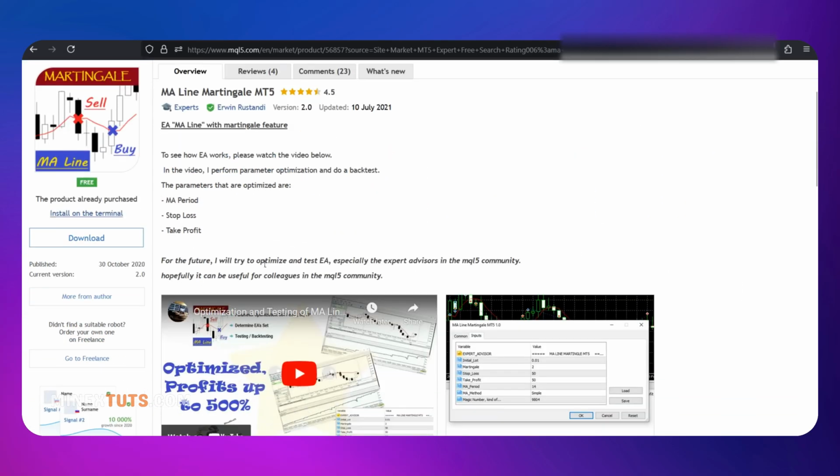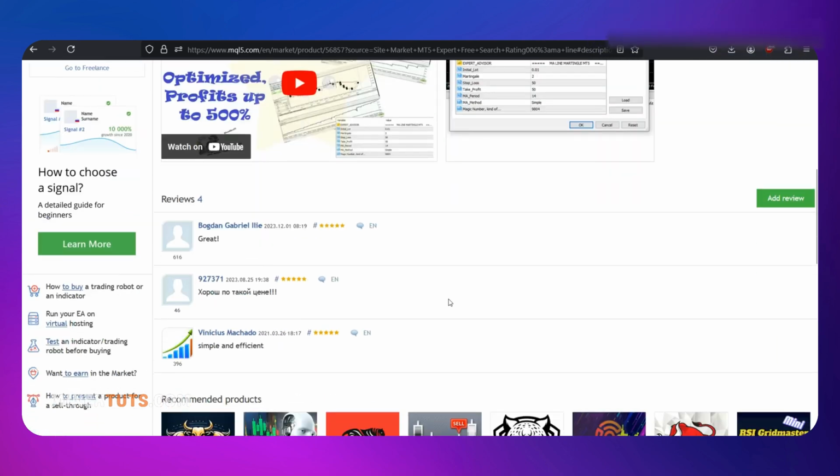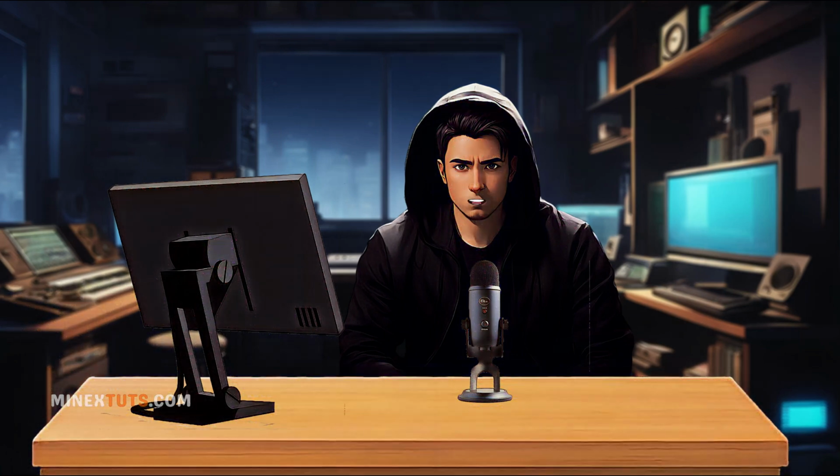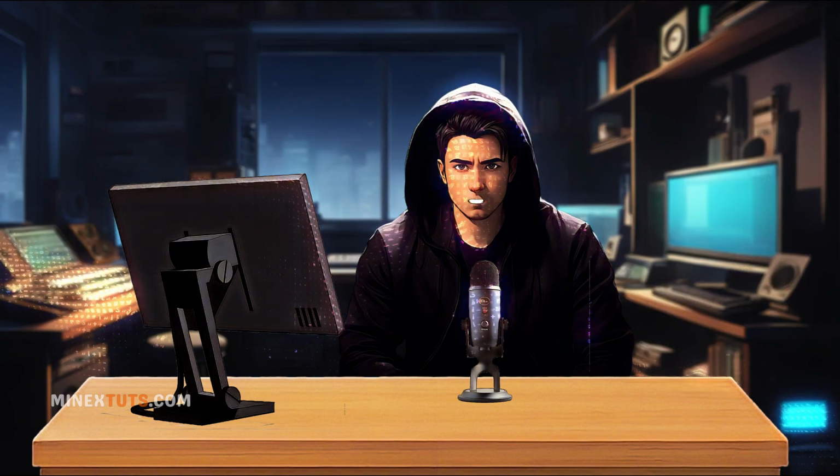Today's focus is on the MA-line Martingale MT5 EA, a powerful tool that can help you refine your trading strategy. I'll show you exactly how to optimize and backtest this EA to potentially boost your trading strategy. Plus, I've got a special offer for those who want to skip the trial and error. So, let's dive in.